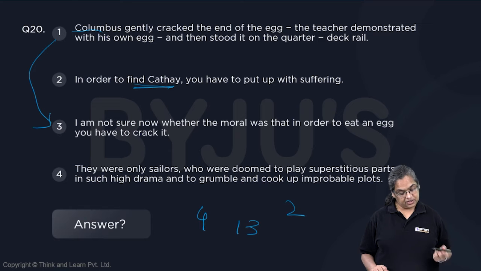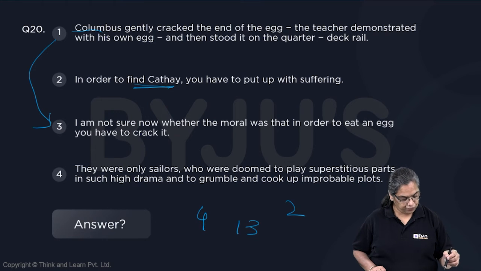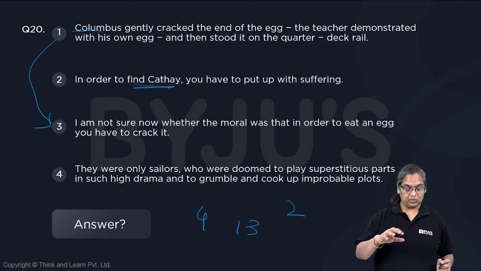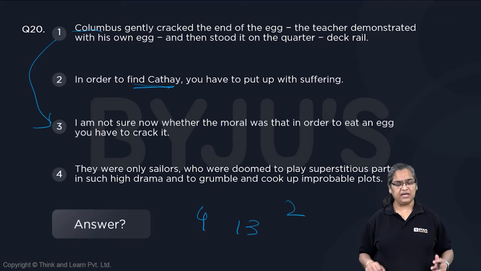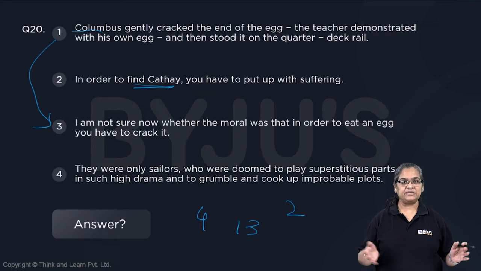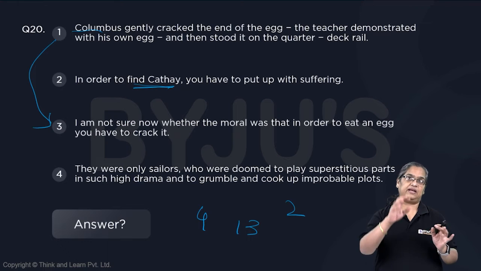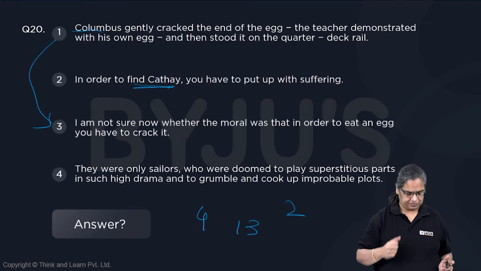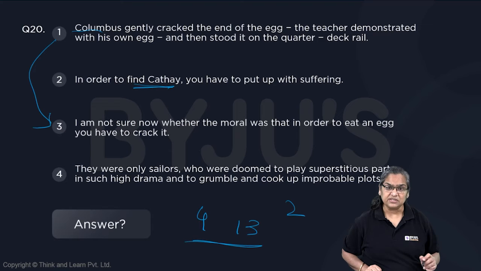They were only sailors who were doomed to play superstitious parts. So since in 1, right? In 1, we are talking about quarter deck rail. So I'll say, okay, let me put 4 at the beginning. They were only sailors who were doomed to play parts. And here was Columbus who was cracking an egg and put it on the deck rail. I don't know what was the purpose of putting the egg. So yeah, 4, 1, 3 seem to go together.